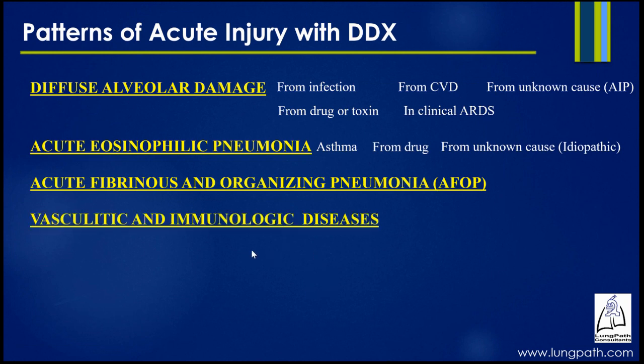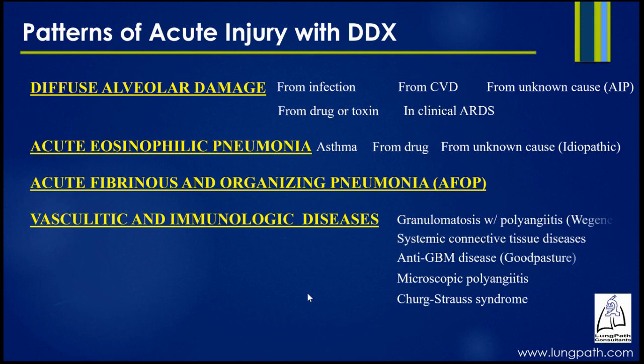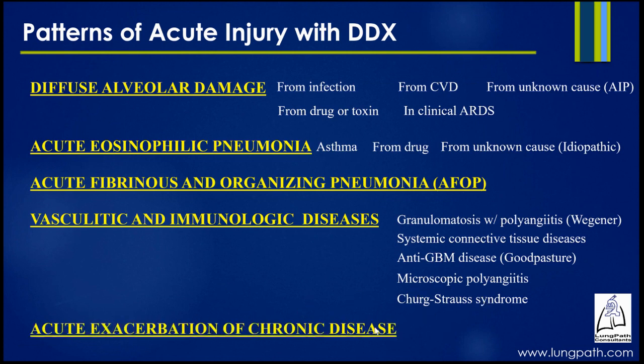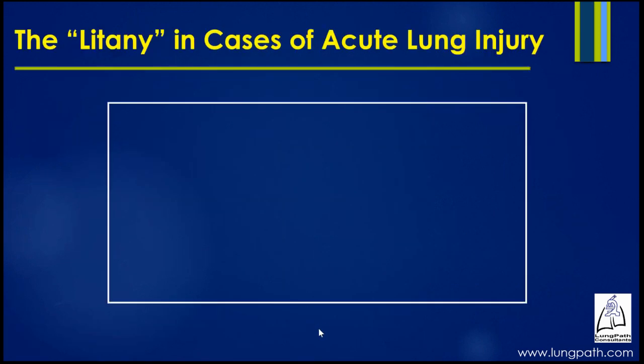Vasculitis and immunologic diseases, things like GPA, systemic autoimmune diseases like our patient with polymyositis, anti-GBM disease, microscopic polyangiitis, Churg-Strauss syndrome, and acute exacerbation of chronic disease, things like idiopathic pulmonary fibrosis that can undergo acute changes suddenly in the patient who has chronic manifestations first.